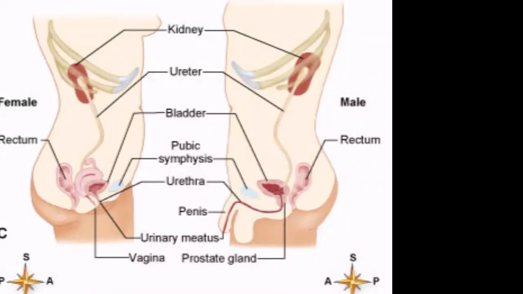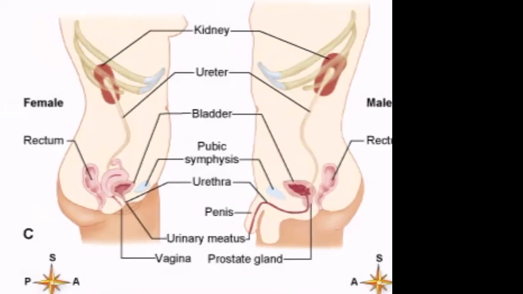But in the male, the urethra is 7 to 8 inches long, and it has a dual purpose. Not only is it going to be the way that urine leaves the bladder to the outside world, but it is also going to carry that fluid which transports sperm. We'll talk about that next week in the male and female reproductive systems.